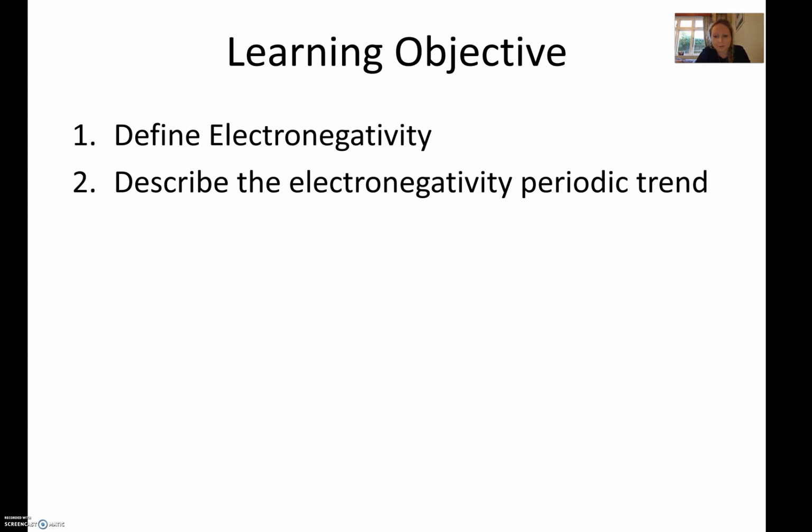Hey Level 3s, and welcome to 3.4 Atomic Structure and Bonding Lesson 5. Today's learning objectives are to define electronegativity and to describe the periodic trend for electronegativity.